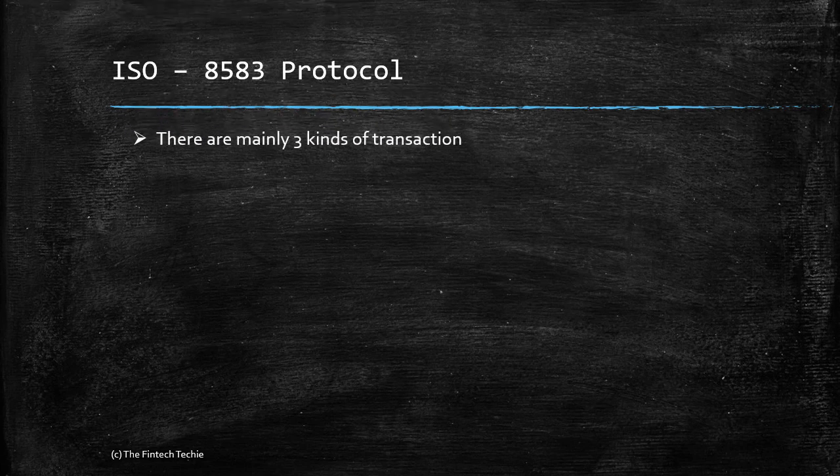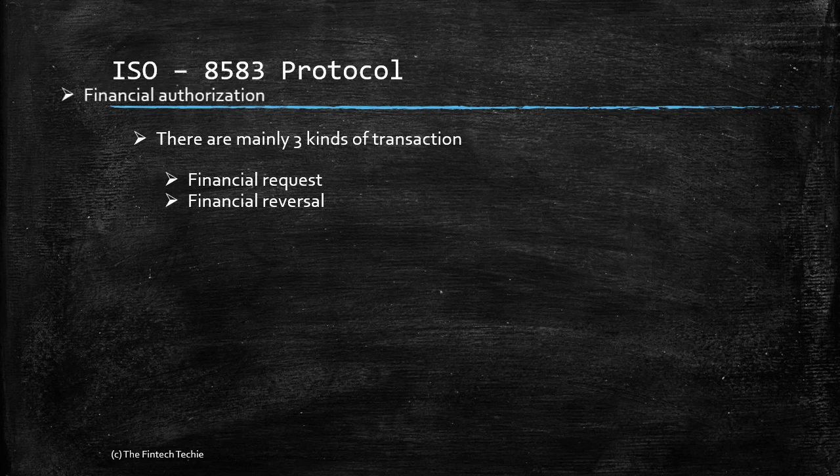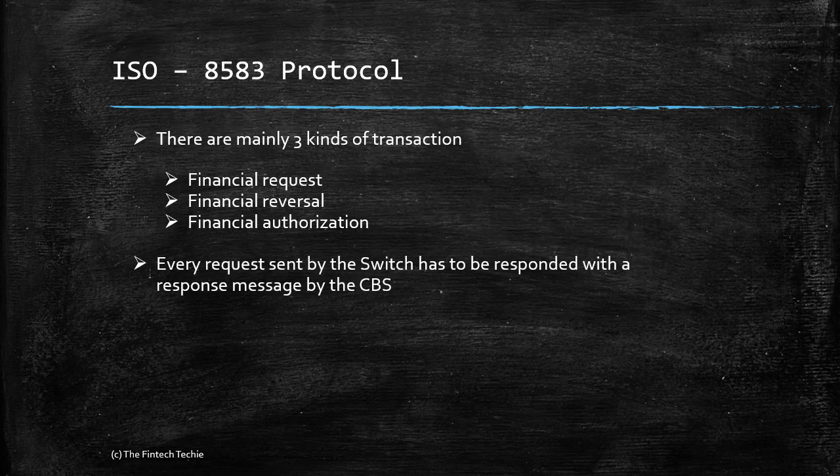So there are mainly three kinds of transactions when you do an ATM transaction. Number one, of course, is the financial request, which could be a cash deposit or a cash withdrawal or a mini statement and so on. Secondly is the financial reversal. So we will soon see in which scenarios reversals are sent. Thirdly, are financial authorization requests, which is outside the purview of this tutorial. One thing to note is that every request sent by the switch has to be responded with a response message by the CBS.